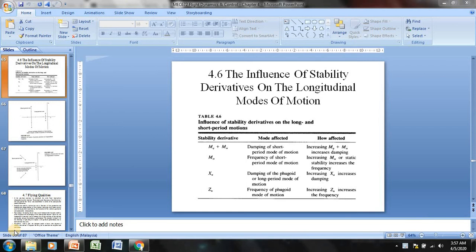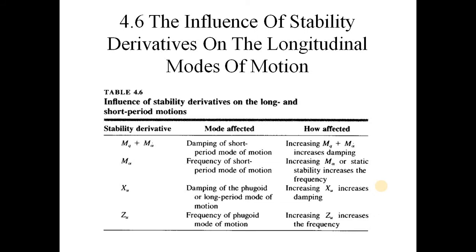dengan contoh case study yang sebelum ni, okay, dan kita boleh nampak clearly okay, apa influence bagi setiap derivative pada longitudinal motion, okay, pada Phugoid and short period.